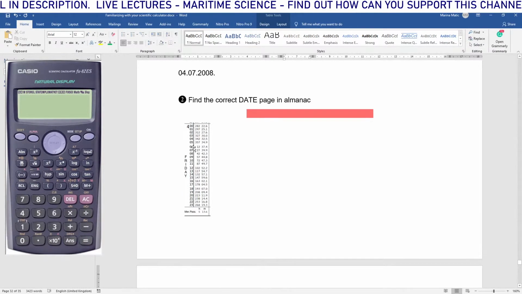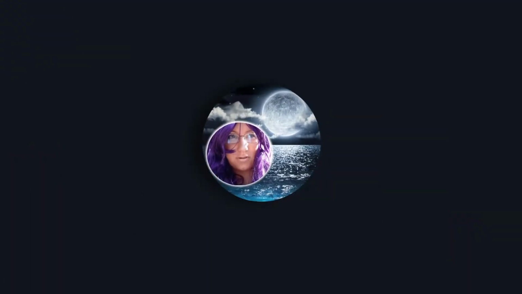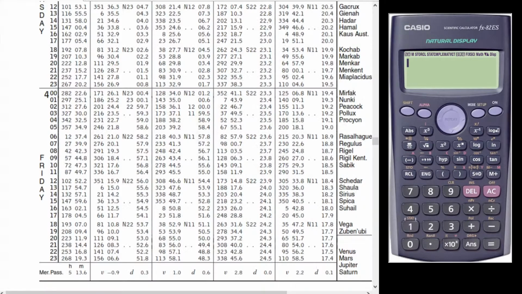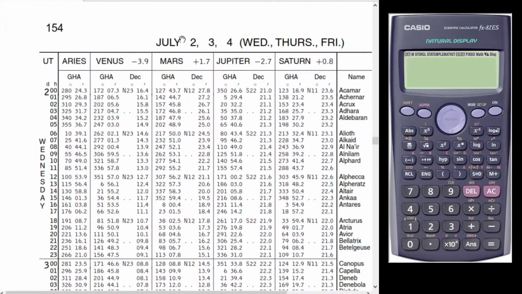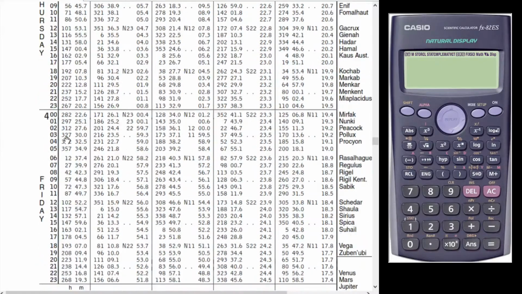So here we have the page. Let me show you the entire page so you can see where I'm taking this data from. Where is the PDF? Here. Okay. So this is the page I have. On the top I found July 2, 3, 4, and I'm on the page where I have Aries, Greenwich hour angle. The first date is 2nd, the second date on the page is 3rd, and the last date on the page is 4th of July. That's what I need. And I need 20, or 8 p.m.